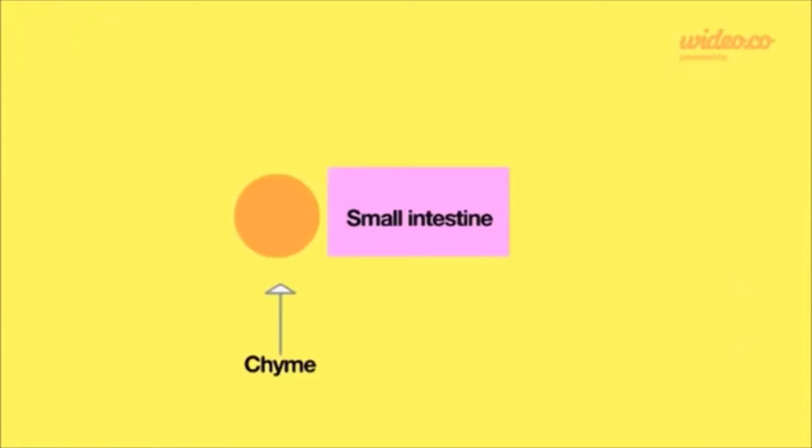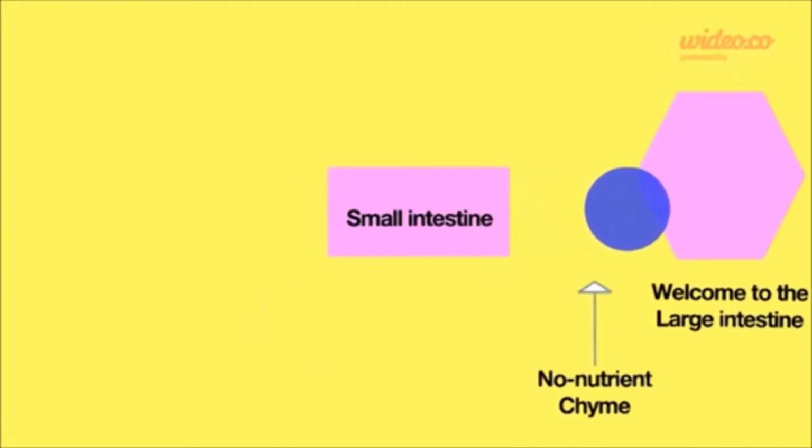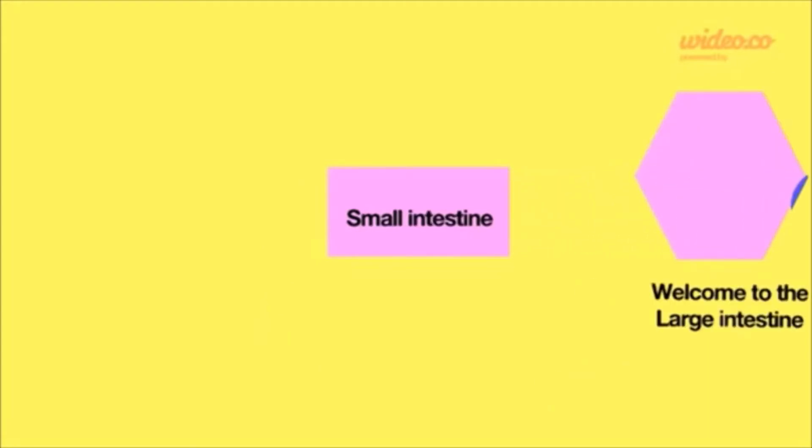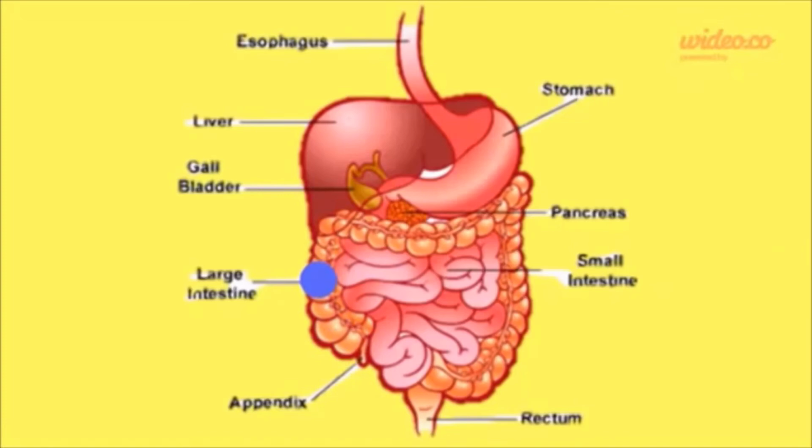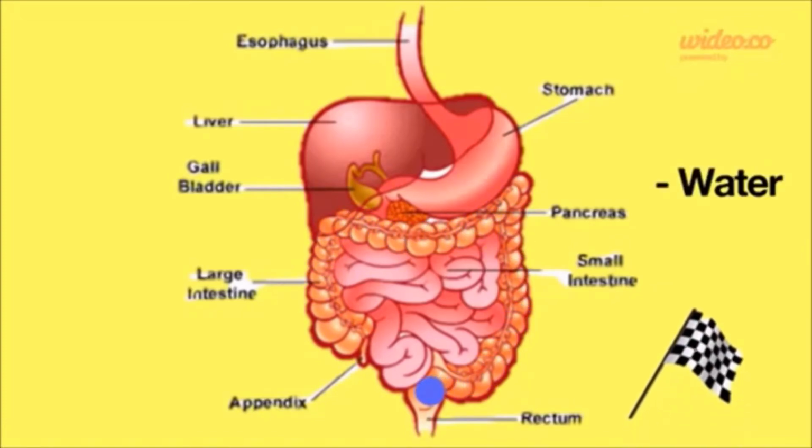After the chyme is stripped of most of its nutrients, it moves into the large intestine where little absorption happens. This little victory lap is done to take the water out of chyme and form it into waste. Great, but what happens to the nutrients in the blood? They go through circulation to places that need them most.